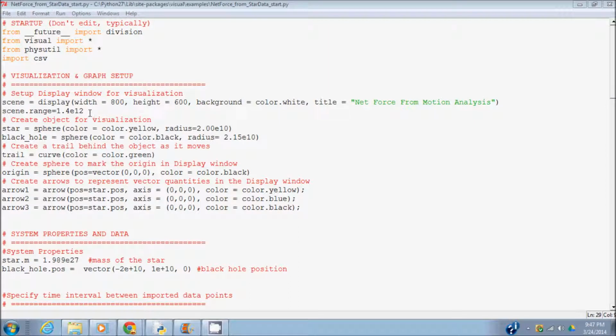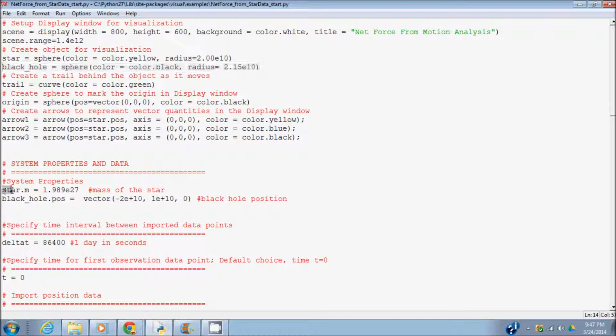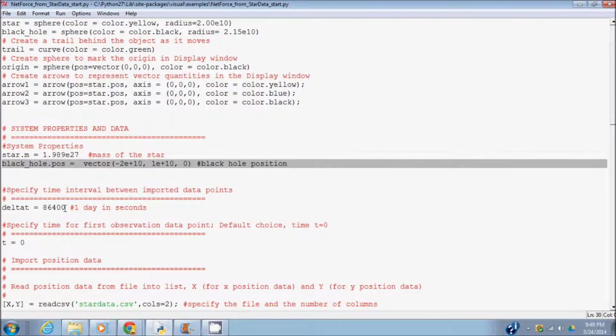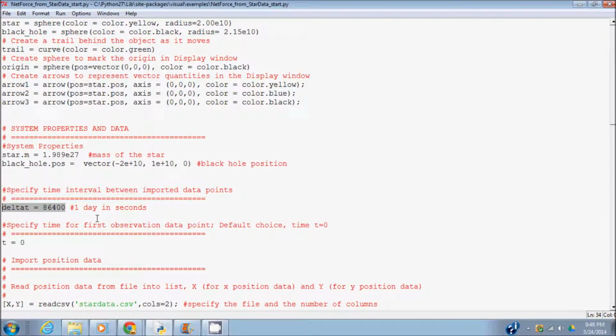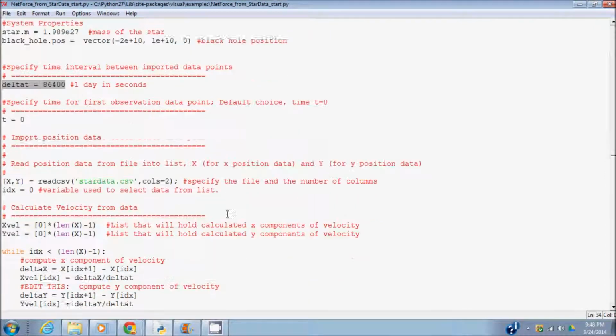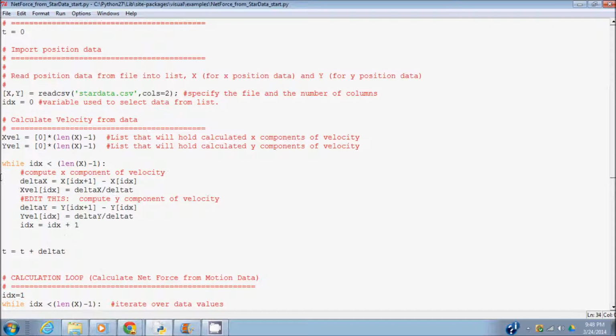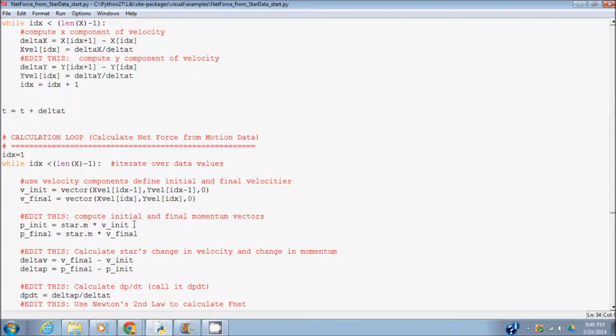Working in the program, I edited the range of the window and I set the radius of the star and the black hole relatively equal. I added the mass of the star and the variable of the position vector of the black hole. Another important setting is the time period. The program will read the data list in the star data CSV and calculate for each item in the list the speed in every second.